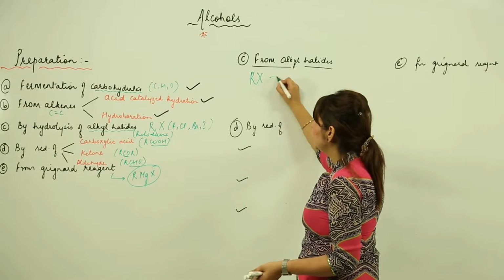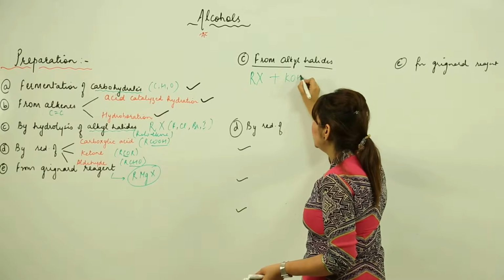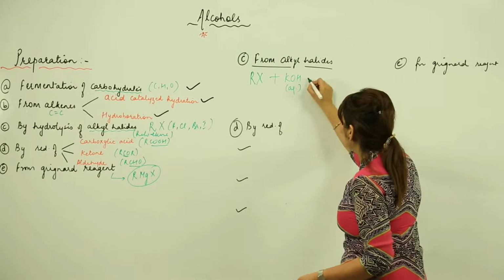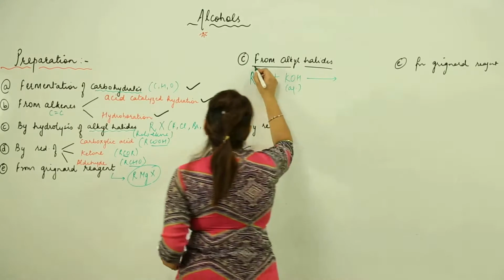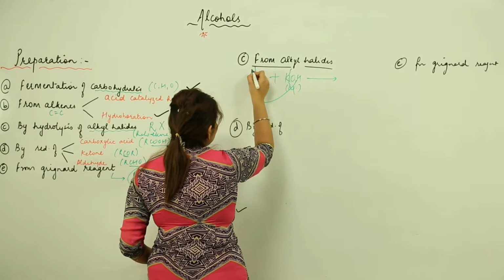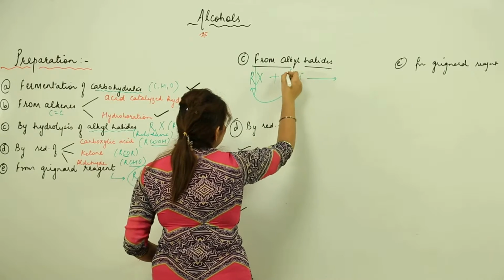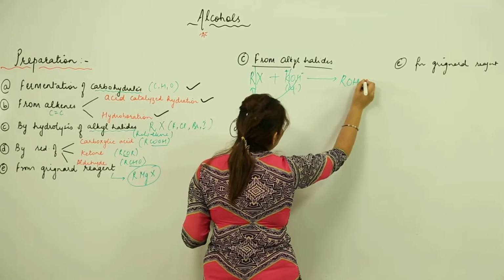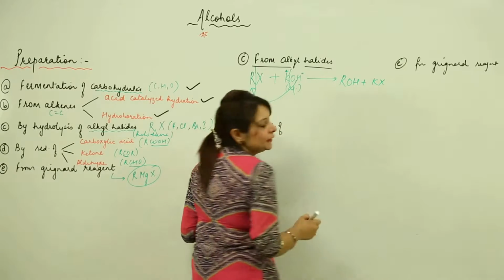So what we are going to do is add aqueous KOH, potassium hydroxide, into it. And what is going to happen is this is going to break this way and this is going to attach to this part. As we know that this is the negative radical and this is a positive, it is going to form an alcohol. Along with that there will be a KX.